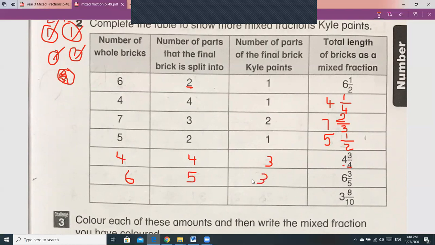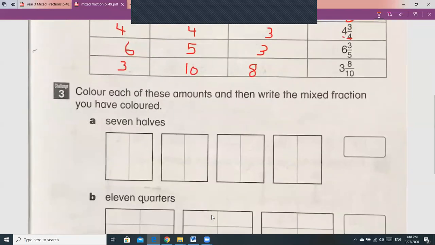Now pause and make the last one, then come and see if it's correct or not. Excellent, the one who paused. The one who didn't pause, not good. So let's make it now. 3, the whole part. He cut it into the total number 10. And he colored how many from them? 8. So my number is 3 and 8/10.